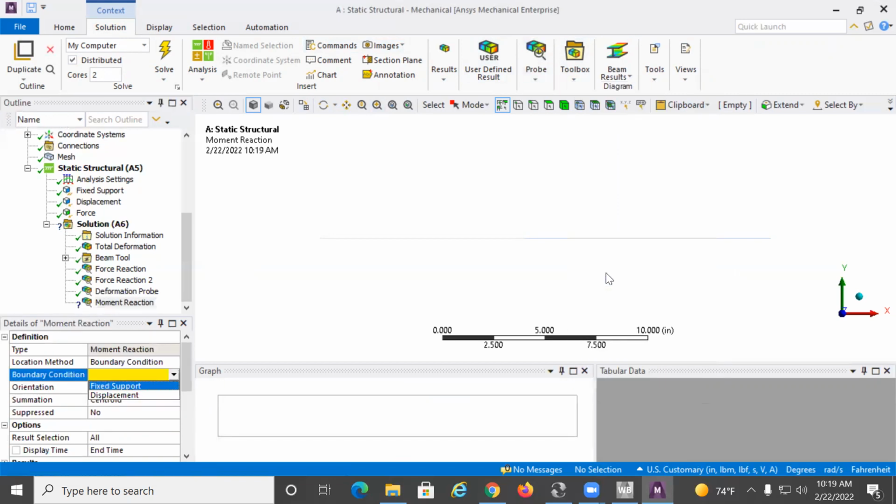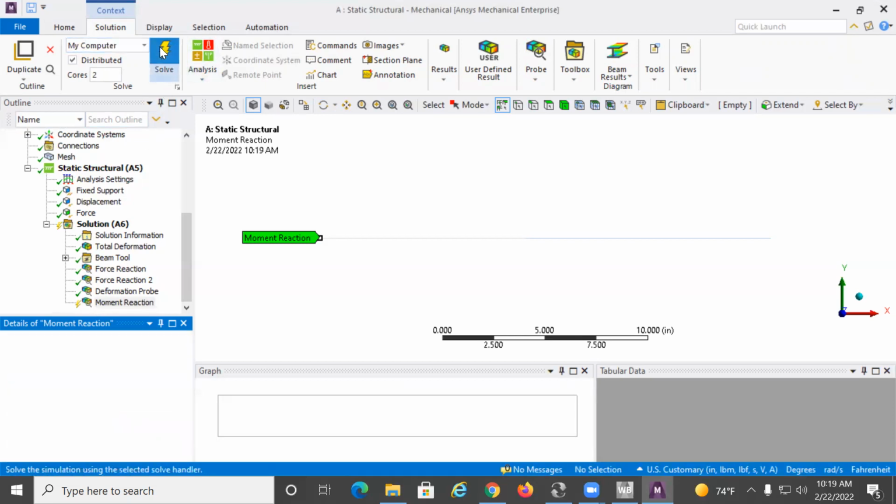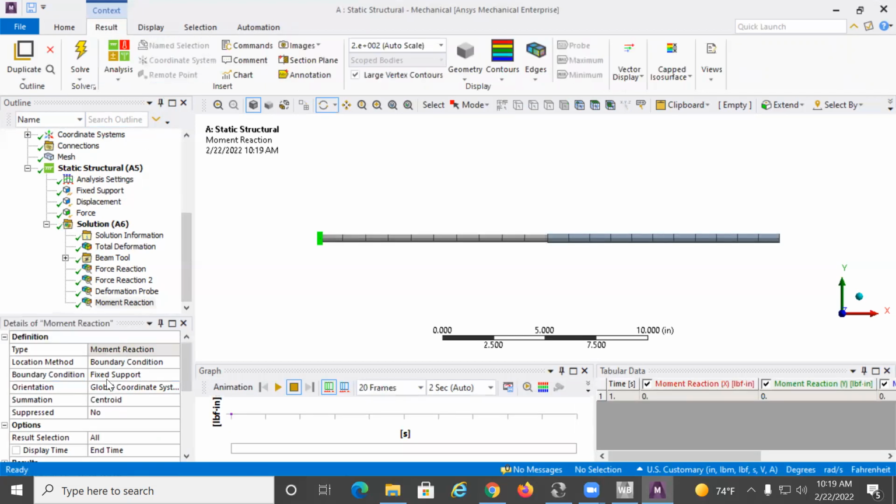But should we do that, and I put a probe here on the fixed support for a moment reaction, I should get a 0. So let's try it. I created here a moment reaction at the fixed support, and I click solve. And I go down here, and you see all zeros. Okay, these are two force members.